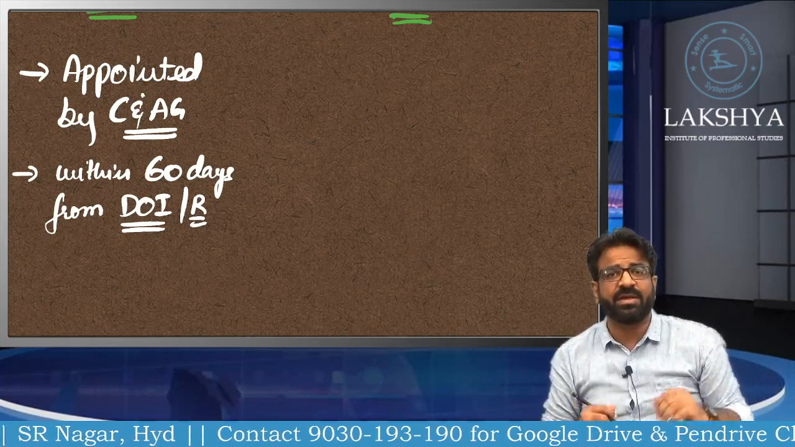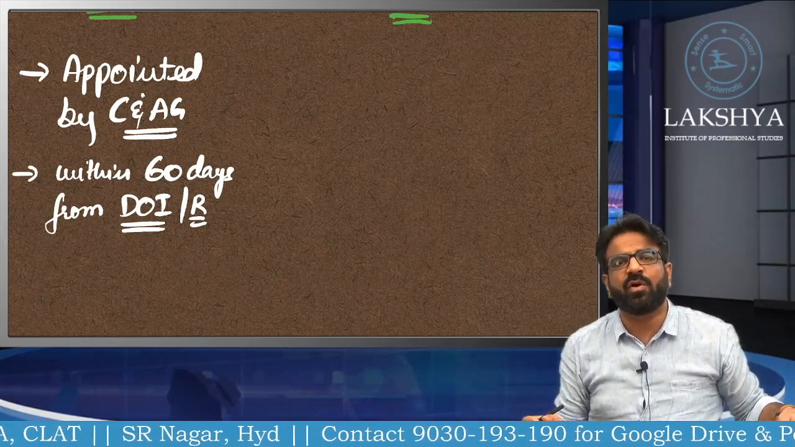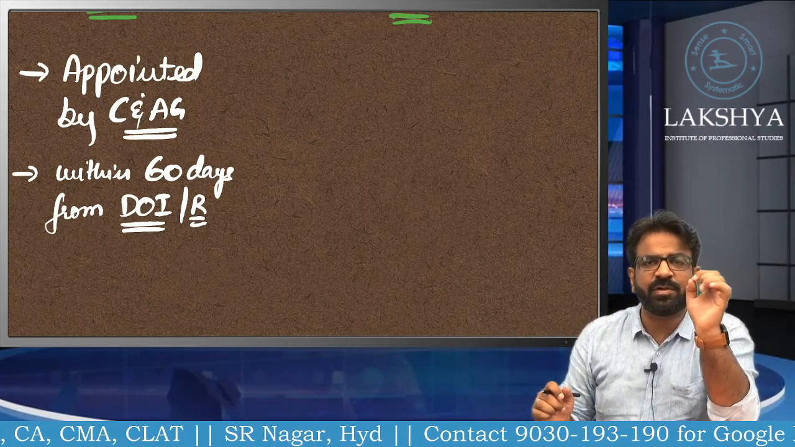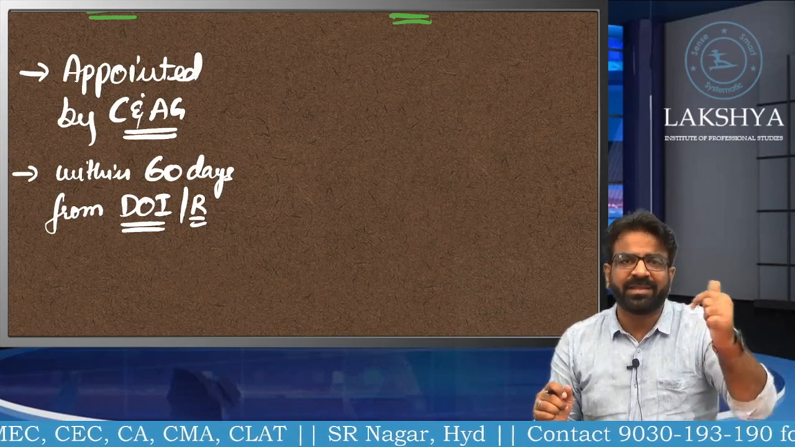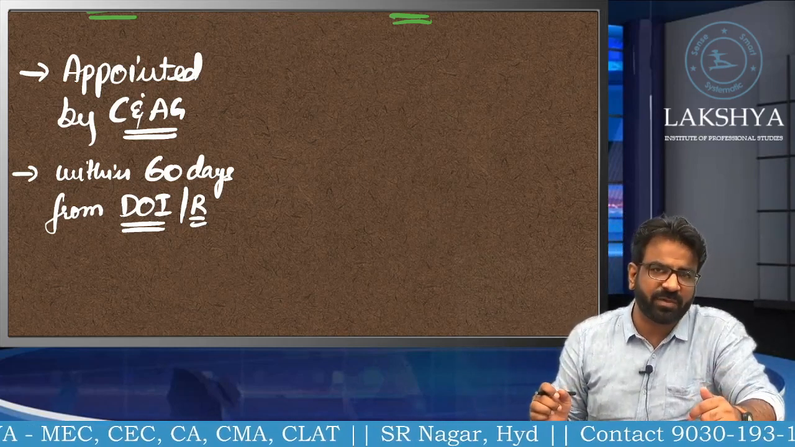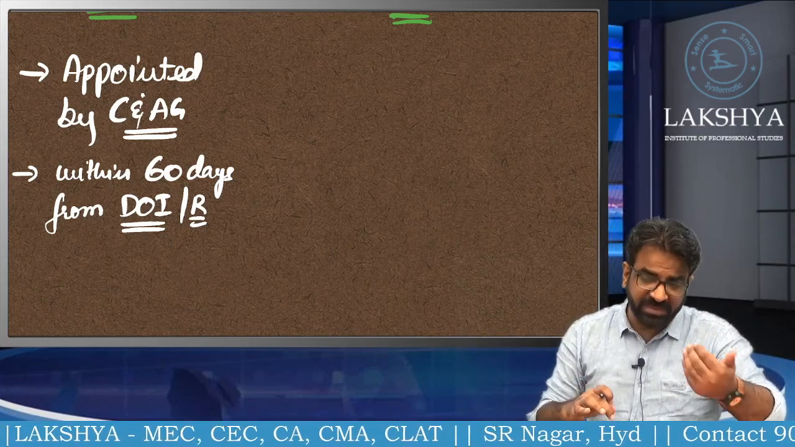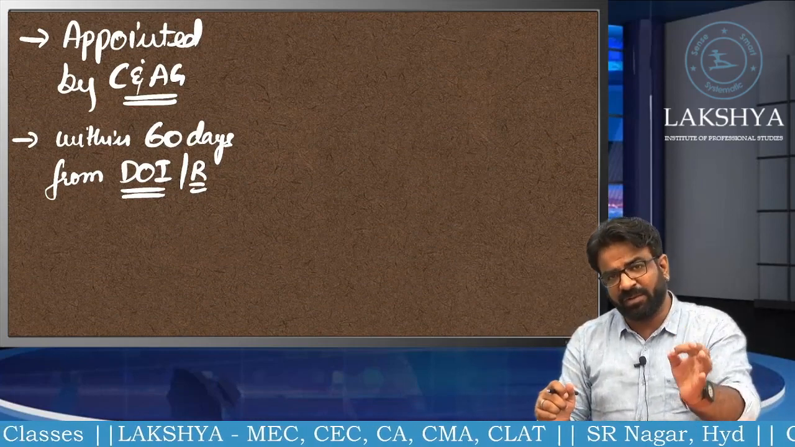Now the question is, sir, who is the first auditor? Who is called first auditor? For a newly incorporated company, the person who does the first time audit of a newly incorporated company, that auditor is known as first auditor. So we are talking about the newly incorporated government company. So within 60 days from the date of incorporation of that government company, the first auditor must be appointed.